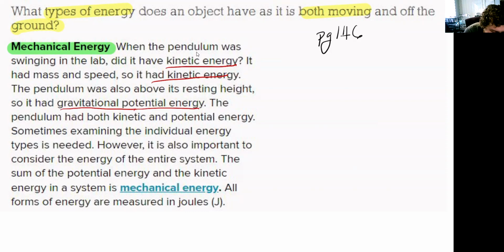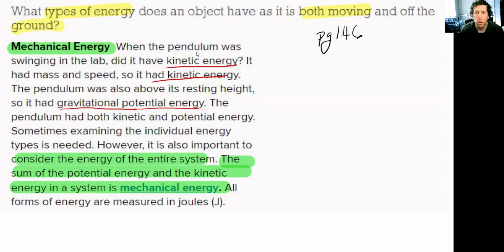Sometimes examining the individual energy types is needed. However, it is important to consider the energy of the entire system. The sum of all the potential energy and the kinetic energy in the system is mechanical energy. All forms of energy are measured in joules. So what this is saying is we have kinetic and potential energy in our pendulum that we looked at yesterday. The pendulum we looked at was a swing set, or the wrecking ball in the video.